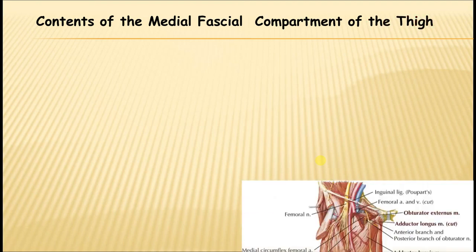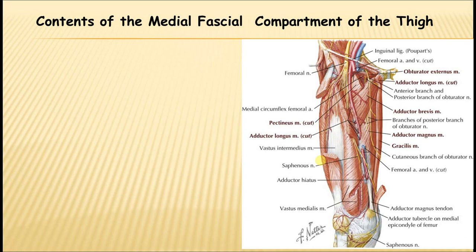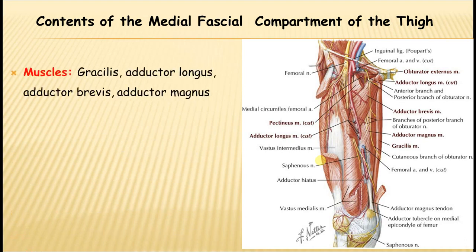Now coming to the orientation of the structures present in the medial compartment. Mainly you have the muscles. The bulk of the medial compartment is formed by the muscles. The medial most muscle is going to be the gracilis. Then you have the adductor muscles: adductor longus, brevis and magnus. Of course, one more muscle can also be included, but we have already discussed that in the floor of the femoral triangle, that is the pectineus muscle.